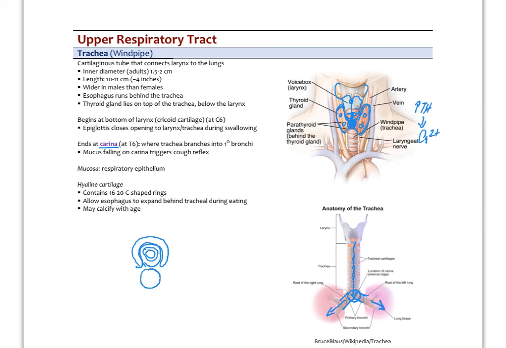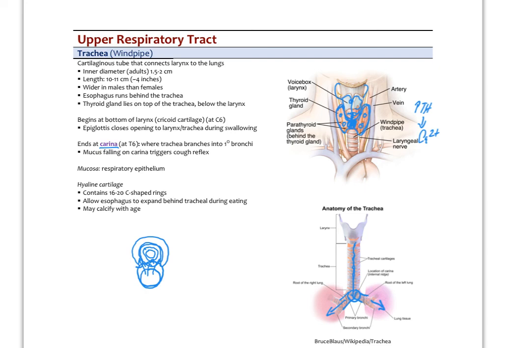So this is important because usually the esophagus is kind of flat between eating, but when food goes down, it's got to stretch out. And because of the rings, it can actually stretch a little bit into the airway. So that's why the rings don't go all the way around the windpipe. Unfortunately, the rings can calcify with age, and so that can make it a little stiffer, a little more difficult sometimes to swallow because it's harder for the esophagus to kind of expand into that space.